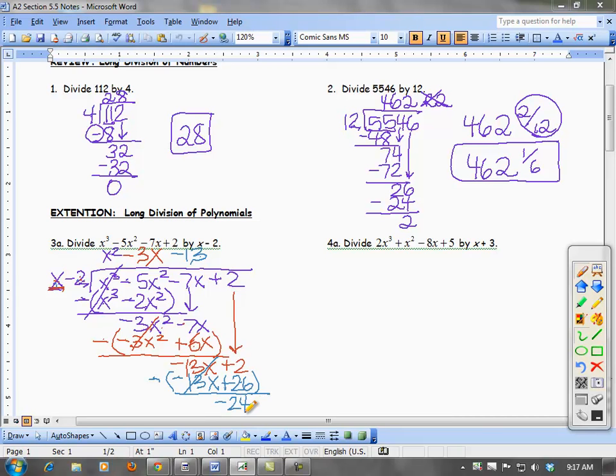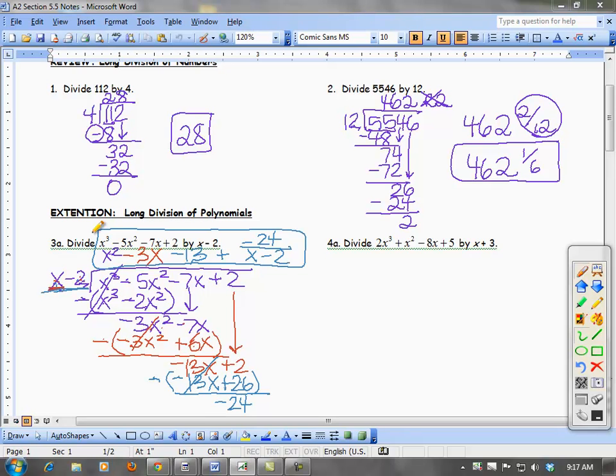And when we go to write our answer, we're not going to say remainder of negative 24. We're going to use the negative 24 in the polynomial that we divided by. So plus negative 24 over the x minus 2 that we were dividing by. And this then is our final answer. X squared minus 3x minus 13 plus negative 24 over x minus 2.